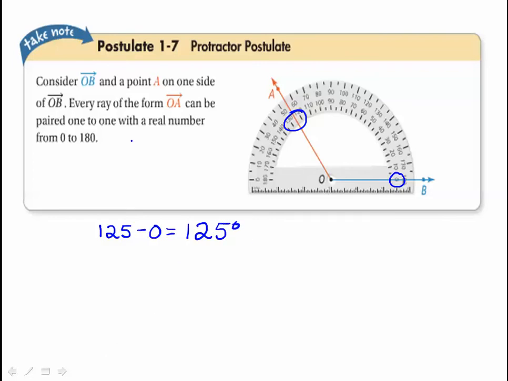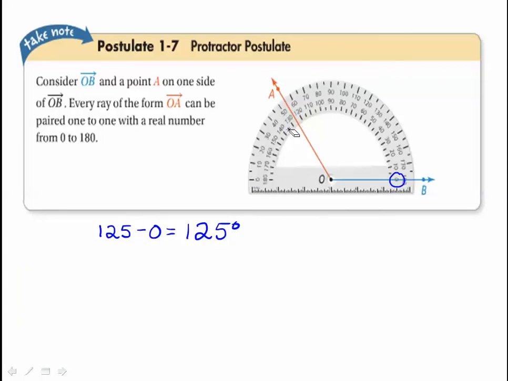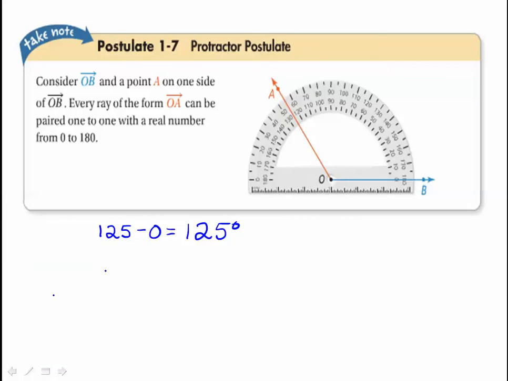Notice if we had really wanted, we also could have used the numbers on the outside of this protractor. We should really use the 0 so that we can do the 125 minus 0, but it is okay if we look at this again. We could call this number right here 55 because it's between 50 and 60.